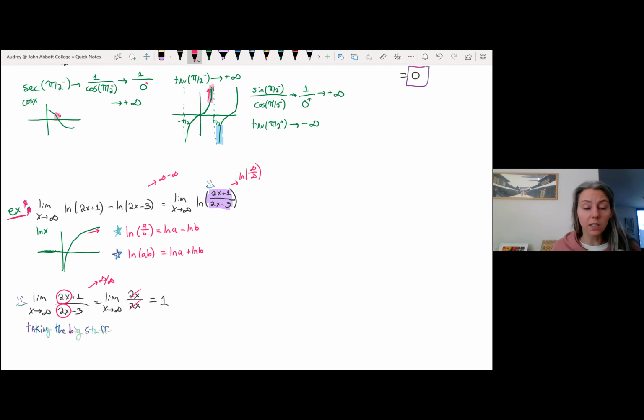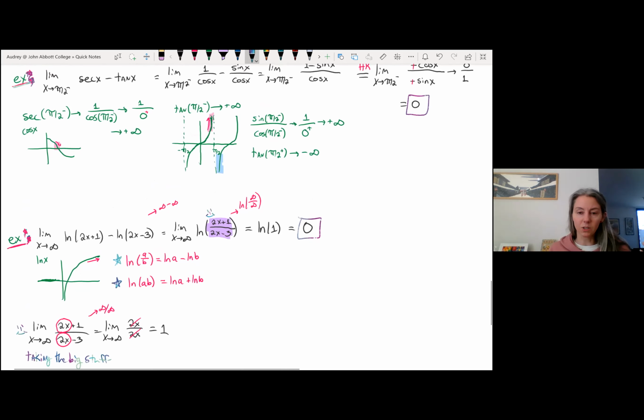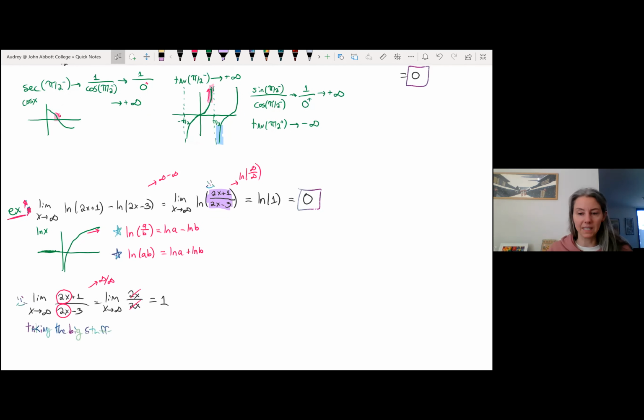So the goal is to get to the point where you can look at that ln and not have to go off to the side and do this and be like, oh, hey, that's just a 1 inside there. So this is equal to ln of 1, which we know to be 0. And so my final answer here is also 0. Turns out, same as with my secant minus tangent problem, those infinities are the same size.